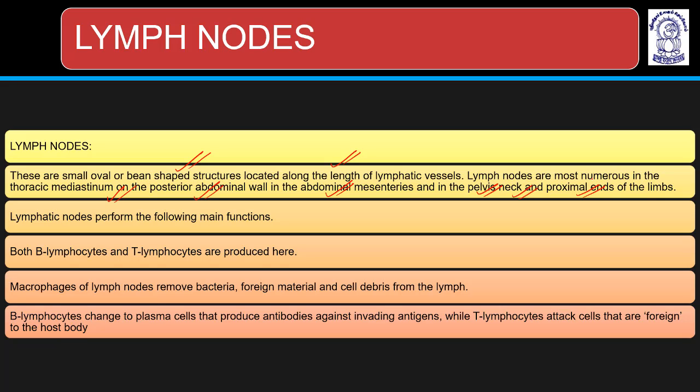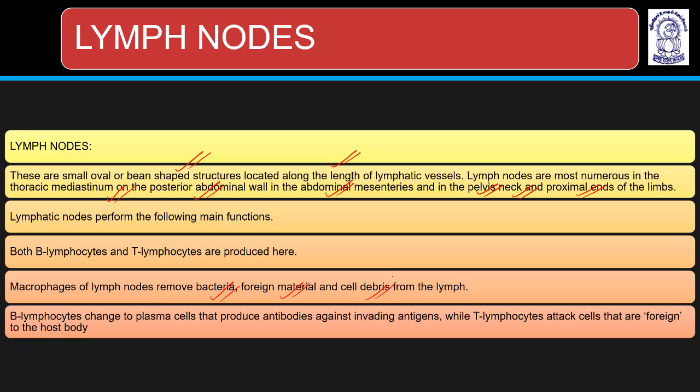The lymph nodes perform the following main functions. They are the sites for the production of both B and T lymphocytes. Macrophages of lymph nodes remove bacteria, foreign material, and cellular debris from the lymph.